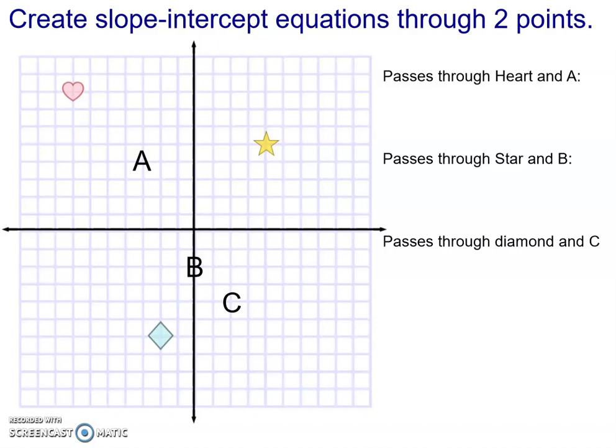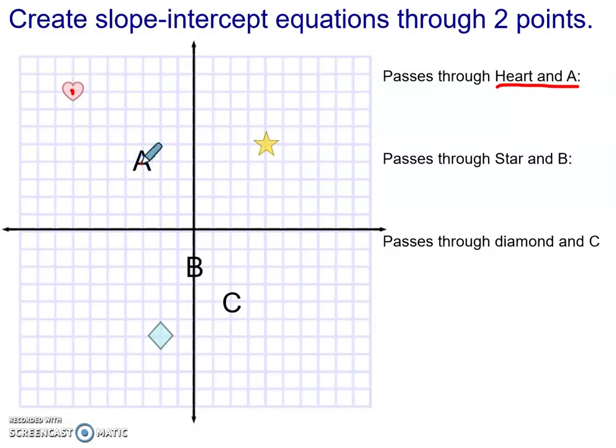Hey guys, so for your activity today, we need to know how to create slope-intercept equations through 2 points. We're going to look at 3 different examples and see if that helps. The first one is we want an equation that passes through the heart and A. Heart and A. So we're looking right at the middle there and right through A, right?